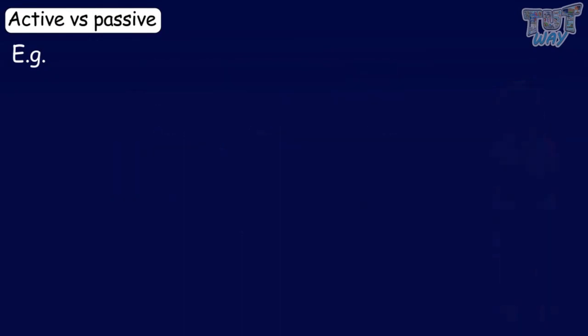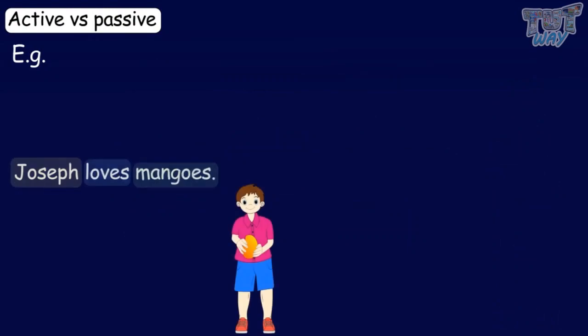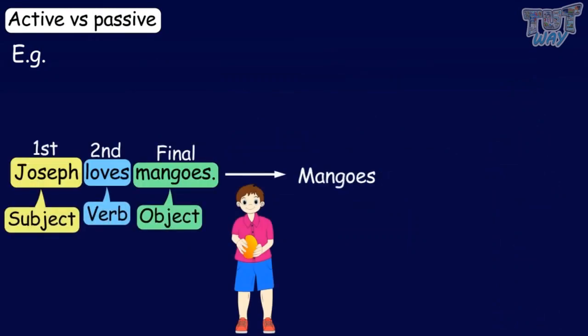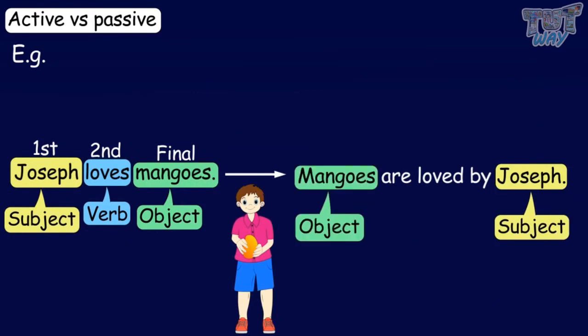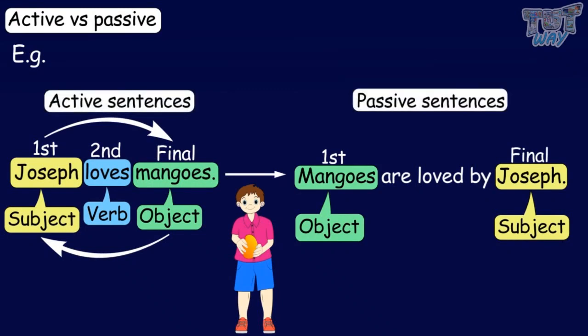Now let's see the same sentence in another manner. Mangoes are loved by Joseph. In this sentence, the order of the subject and the object reverses itself. That is, the object comes in the first position and the subject goes in the final position. Such sentences are called passive sentences.